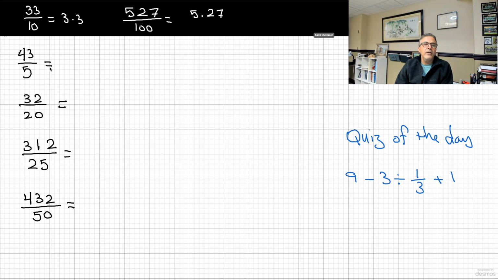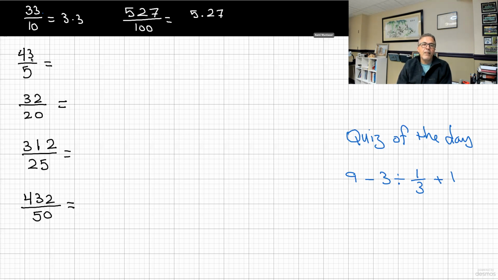Now you see here, when you're dividing by 10, every number has a decimal right at the end here. So when you're dividing by 10, you move the decimal 1 to the left and you get 3.3. And if you're dividing by 100, then the decimal right here, you move it 2 to the left and that gives you 5.27.